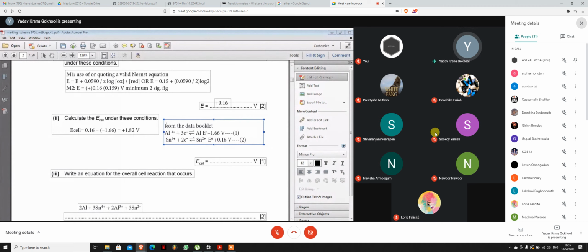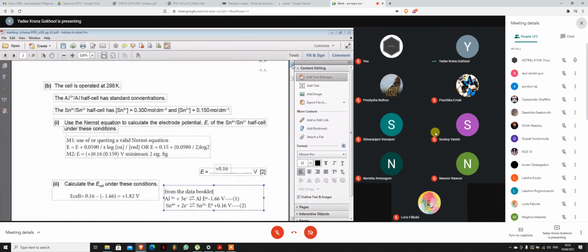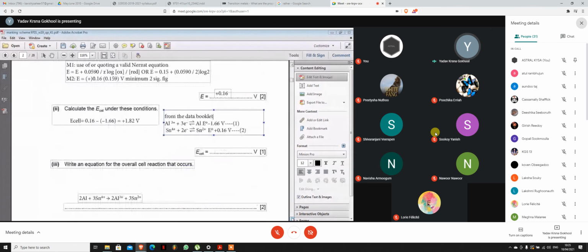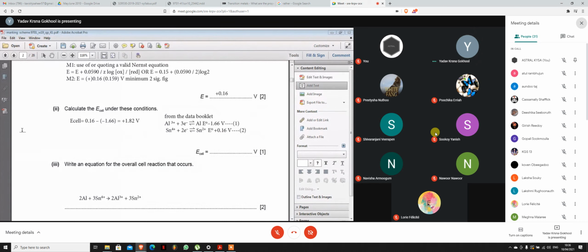Now, what I have to see is what I'm being asked. So I have Al3+ plus Al, Sn4+ plus Sn2+, okay? This is all I'm given. I'm not being told which one is the reactant, which one is the product. So I'm just going to write something over here.